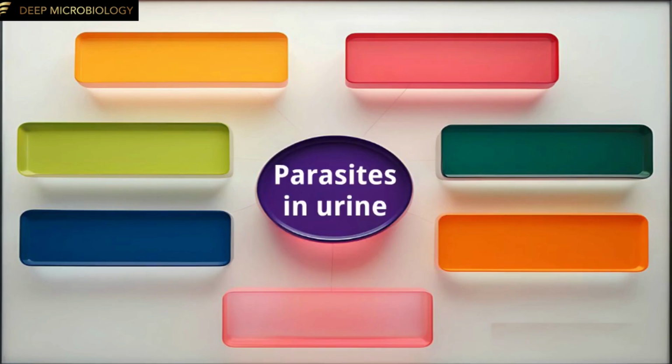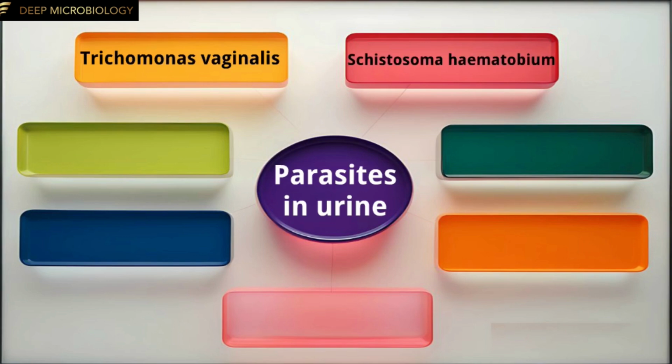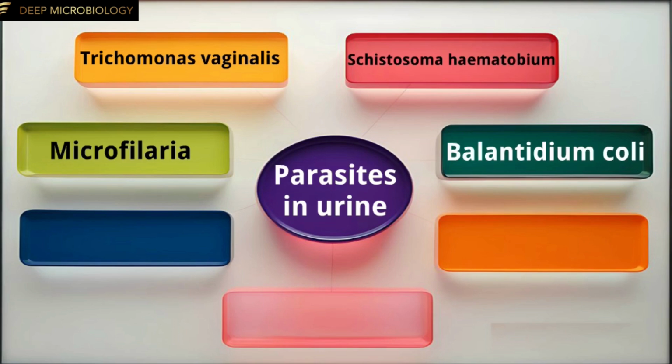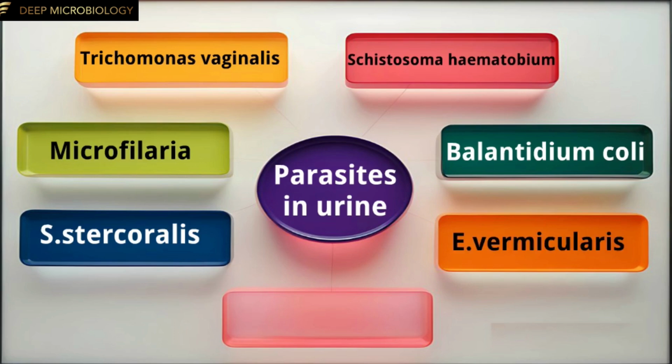In this episode, we will explore both common and rare parasites that can be found in urine, including: 1. Trichomonas vaginalis, 2. Schistosoma hematobium, 3. Microfilaria, 4. Balantidium coli, 5. Strongyloides stercoralis, 6. Enterobius vermicularis (pinworm), and 7. Paramecium.